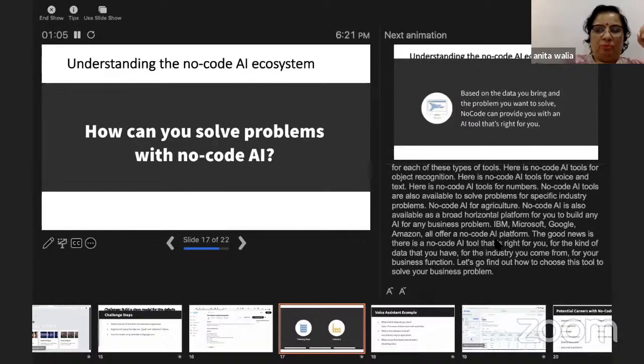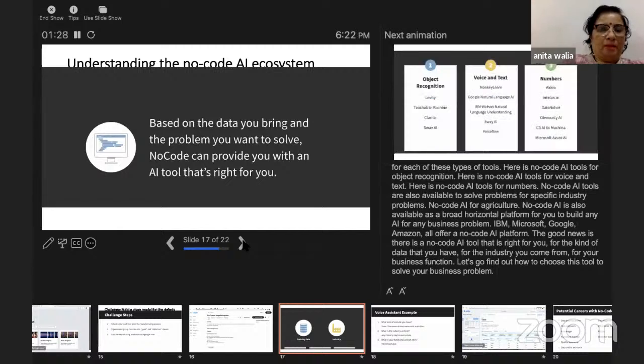And I will show you that there are no-code AI tools available with all kinds of companies. But let me tell you, students, IBM, Microsoft, Google, Amazon, all of them have a no-code AI platform. I showed you Google. You can find out from IBM, Microsoft, and Amazon what their no-code AI tools are and use that. Okay. So as I said, based on the kind of data, whether it is image data, or voice and text, or number data, you can use them.